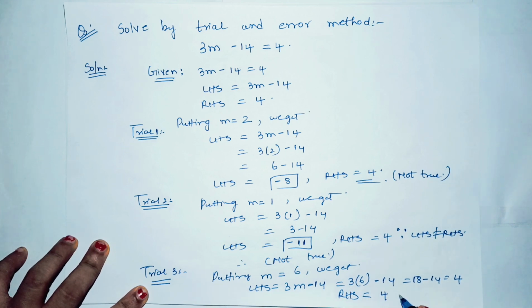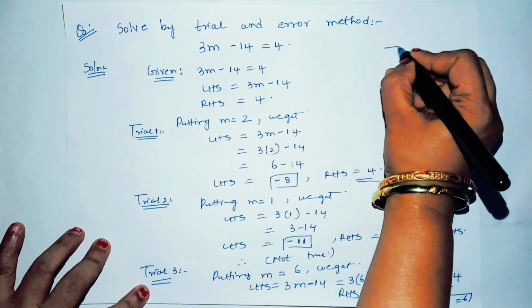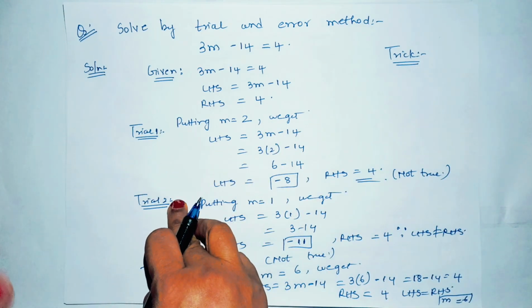It means LHS is equal to what? RHS. So your final solution, what is your final solution? m is equal to 6. This is your final answer. Now here I want to show you one trick. So please understand this trick. Just find out by maximum 2 or 3 trials.